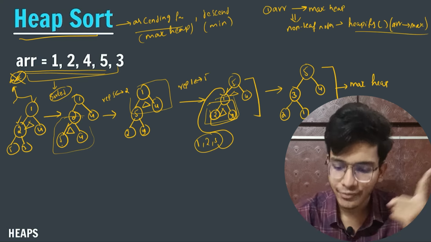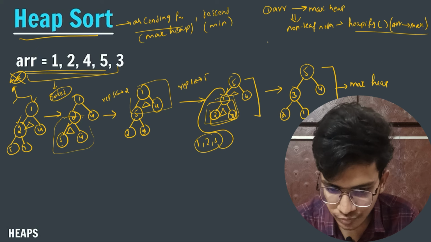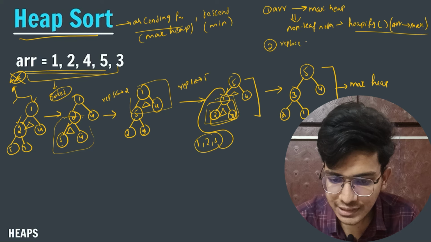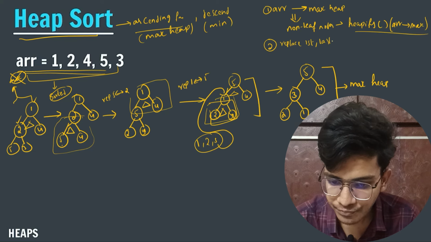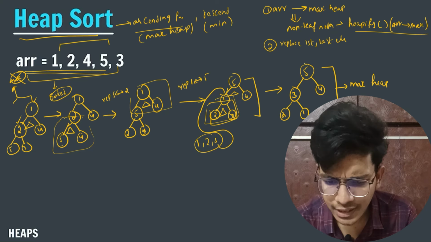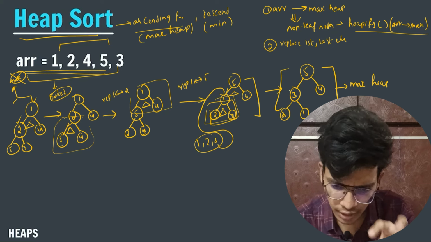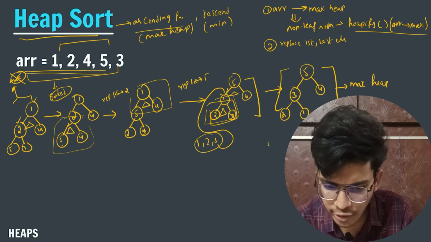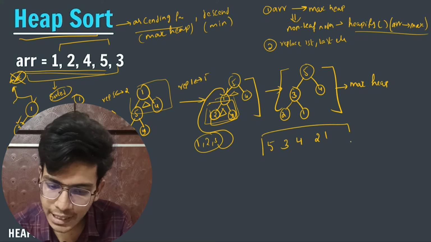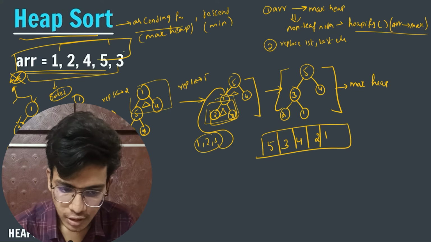So this is my step 1, and step 2 will be replace the first element and the last element. Replace the first element with the last element, and here you can see that this is my array, right? So if you draw the array for this max heap, then the array visualization will be 5 3 4 2 1. Okay, this is my array visualization for my max heap, right? So this array got converted to this now.